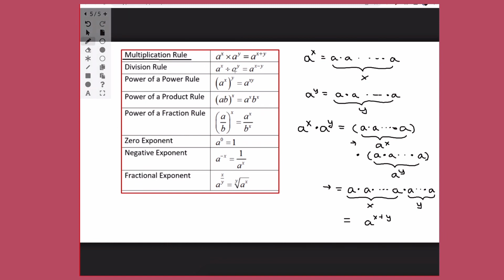Basically you could do the same thing for the division rule, except instead of adding, you just cancel out the numerator and the denominator. So I'll do the division rule for simplicity. This is a to the power x, and we know this is x times. And this is a to the power y.